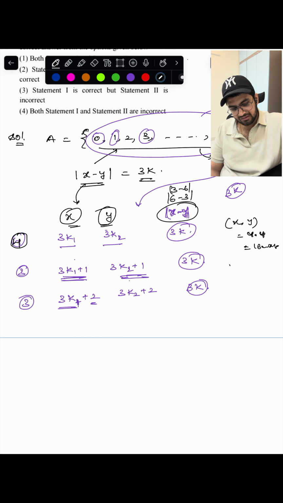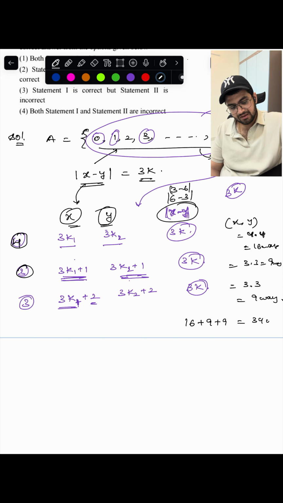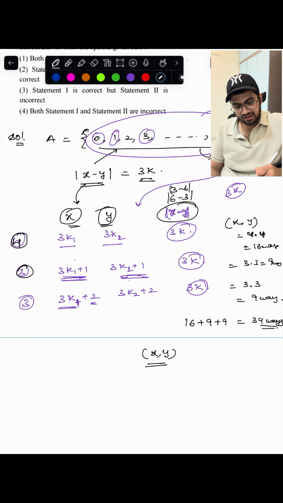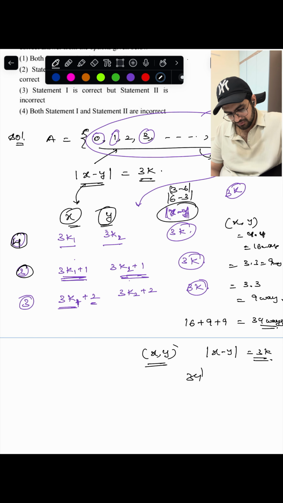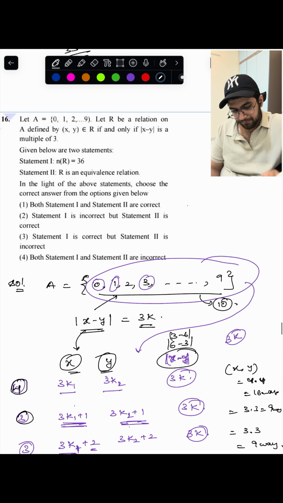Again here 3 into 3, 9 ways, because we have 3 elements here. So here also x comma y, x I can take in 3 ways, y is also 3 ways, 3 into 3, 9 ways. So total 16 plus 9 plus 9, so 18 plus 16, 34 ways. So there will be 34 numbers of the form x comma y such that mod of x minus y is a 3 multiple. So the number of elements in the relation are 34. But what is the statement 1 given here? 36. So it is wrong.